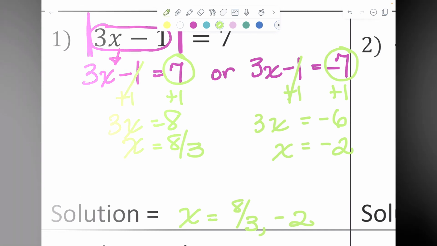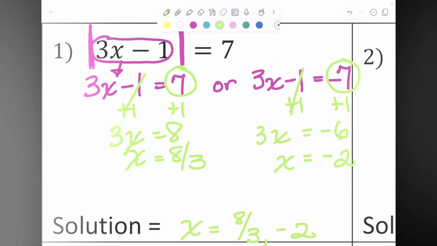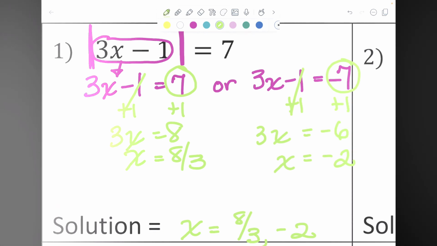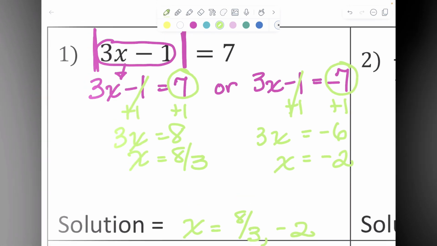Sometimes you're going to have to check for extra solutions, and we can do that here. If we put in 8/3, that would be 8 minus 1, which is 7. If we put in negative 2, we will get negative 6, negative 7, and we would end up with a positive 7 at the end. So there's no extraneous solution on this one here.